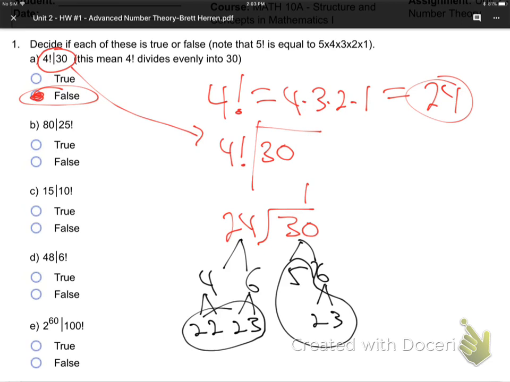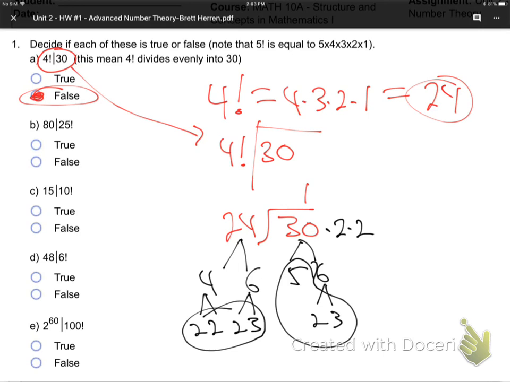24 has three 2's. 30 only has one 2. That's the problem. The 3 will go in, that's not a problem. The problem is that 24 has three 2's, so it's not going to go into 30. If we took 30 and multiplied it by two more 2's, then it would have three 2's, and 24 could go in. I don't even need to know what that number is. I just know it's true because I'm thinking about primes. You tracking with me? One number goes into another if all its primes are in there.